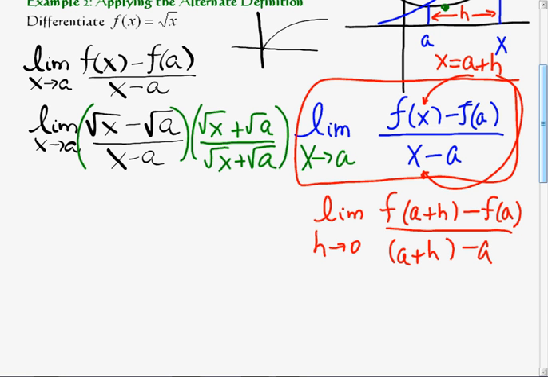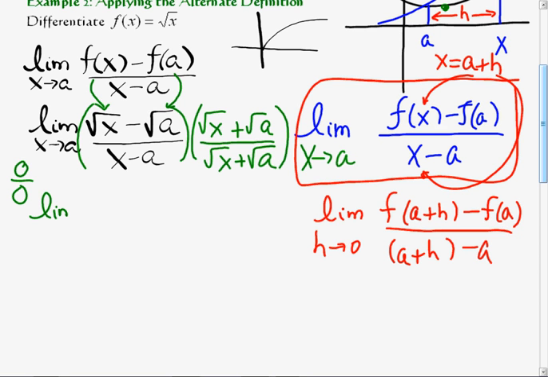Because the function was square root. Why do we have to multiply by the conjugate? Because it's f of x minus f of a. This is f of x, and this is f of a. And if I substitute in a, I get what? 0 over 0. Okay, so let's multiply that out.